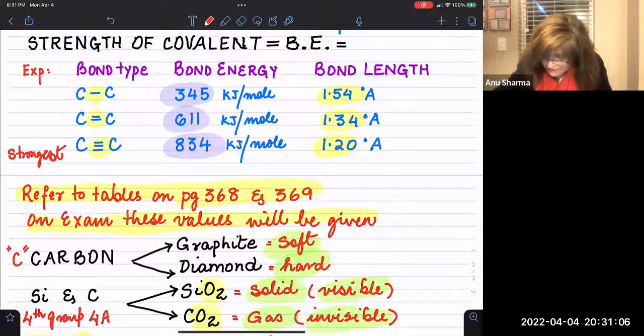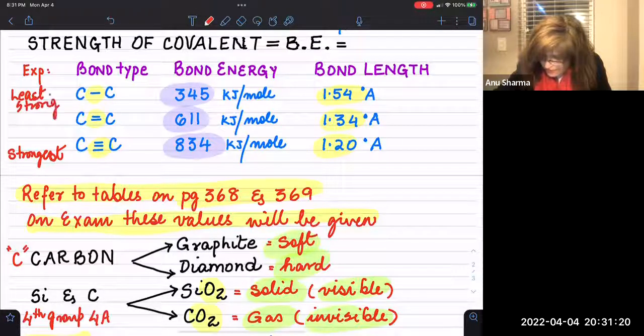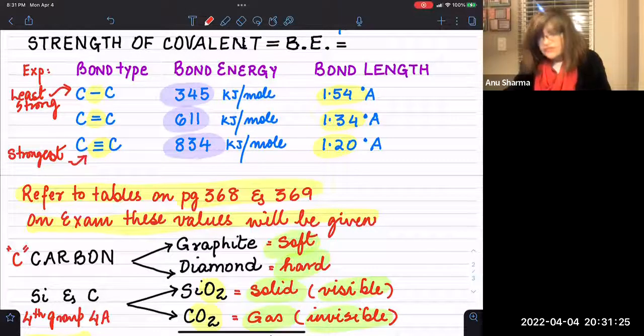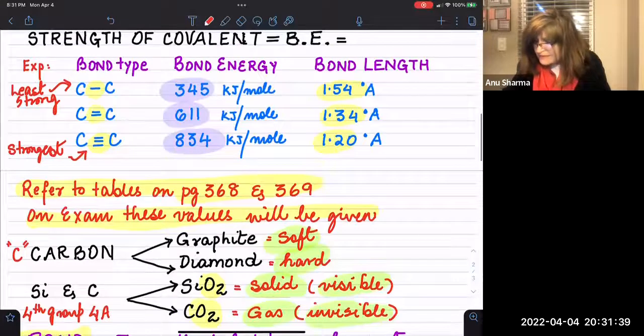And in comparison, this is less strong, or least strong, you can say. I mean, single bonds are also strong, but everything is comparative. So the strongest is the triple bond, the least strong is the single bond, and the double bond falls in between the two. So keep this in mind: the stronger the bond, the less the bond length.